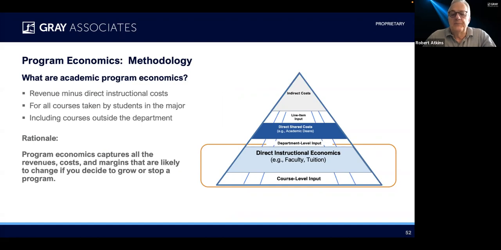Not that they're not relevant, but well, they actually are. For program decisions, most of your overheads won't change. So you want to focus in on the impact your decision may have on the financials of the institution. And that's the direct instructional revenue and cost.